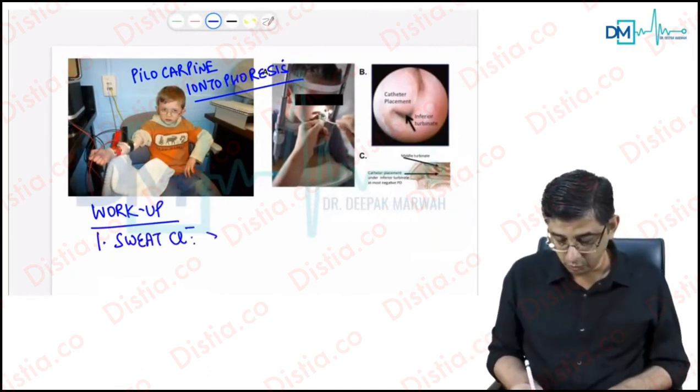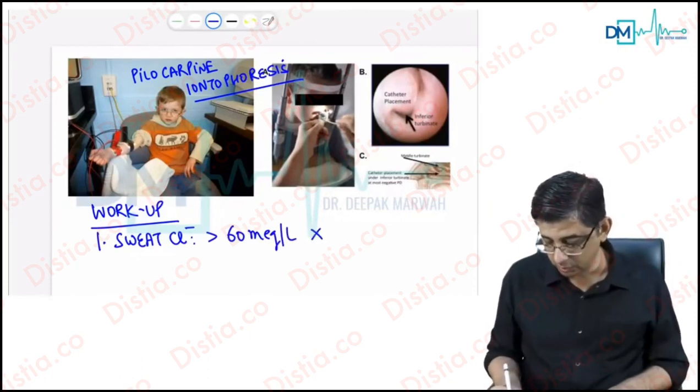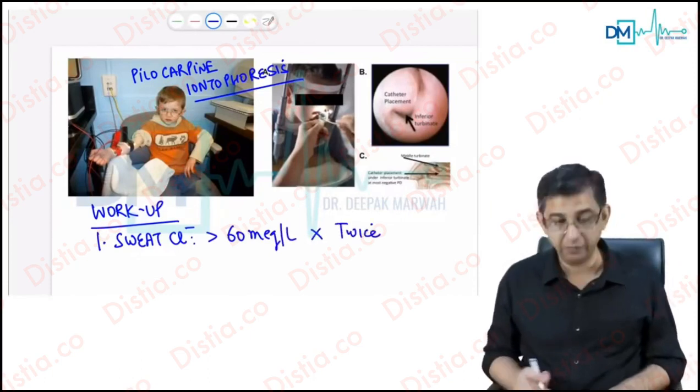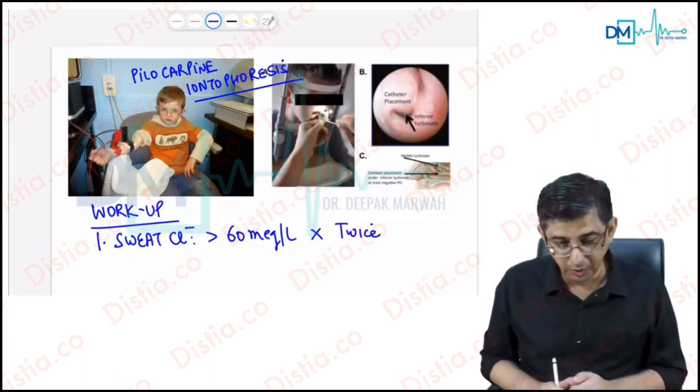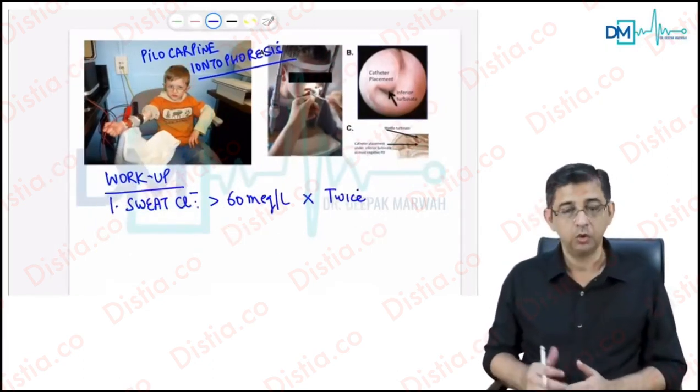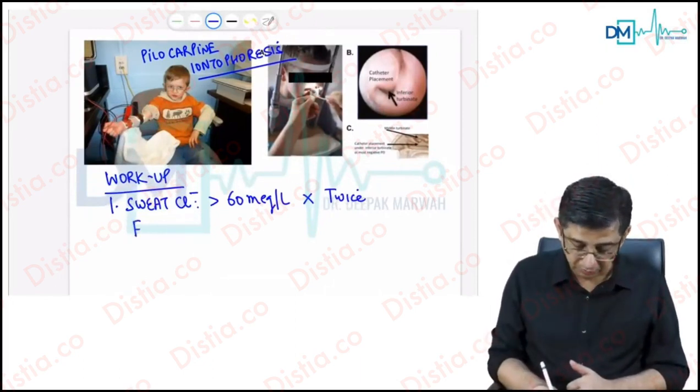This should be more than 60 milliequivalents, at least twice, that is on 2 consecutive days. You can do it from 2 different laboratories just to increase the reliability component in the patient. The only problem is that you can have a false positive sweat chloride.